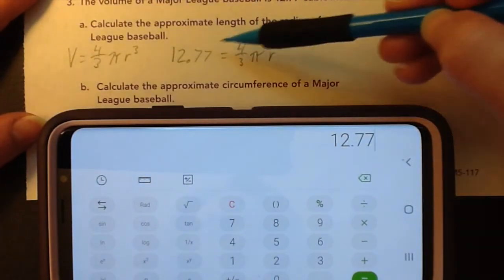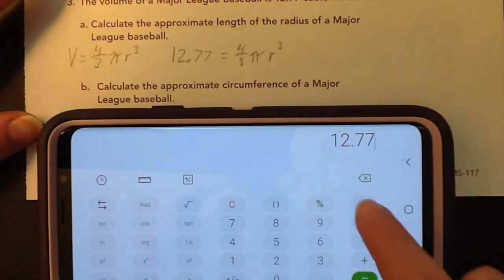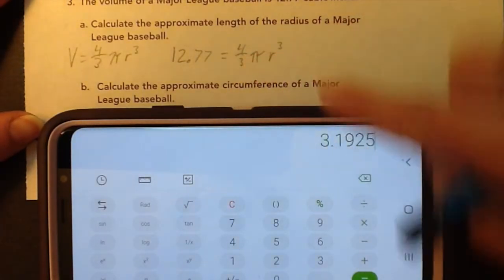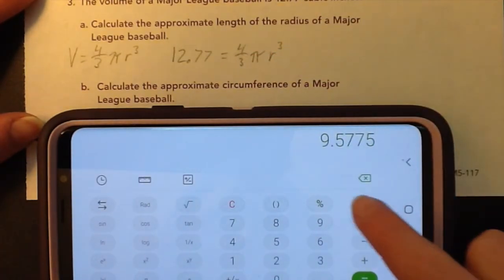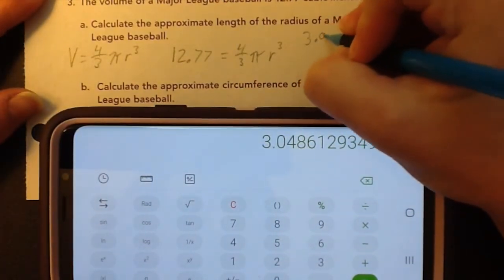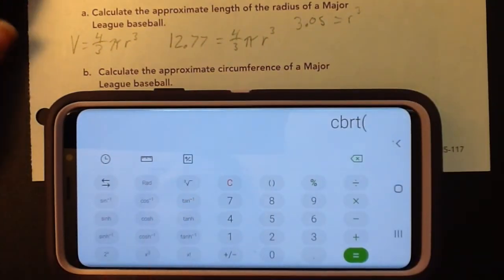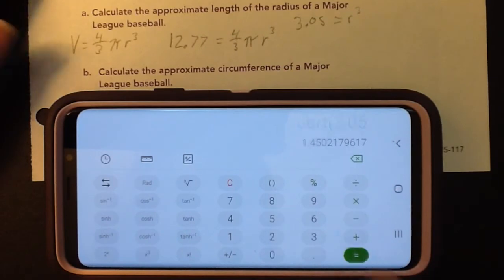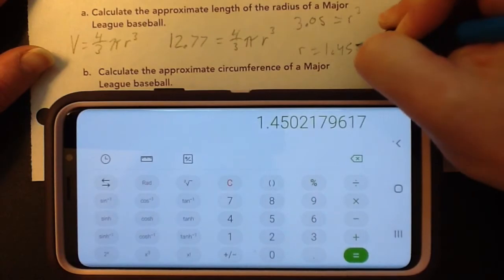So if I'm looking through here, I'm looking at all the things that I need to undo. Like 4 was multiplied, so let's divide by 4. And 3 was divided by, so let's multiply by 3. Pi would have been multiplied by, so we'll divide by it. And basically we have like 3.05 is the radius cubed. But I don't want the radius cubed, I want it cube rooted. So I'm going to cube root 3.05, and I'm getting that the radius is about 1.45 inches.